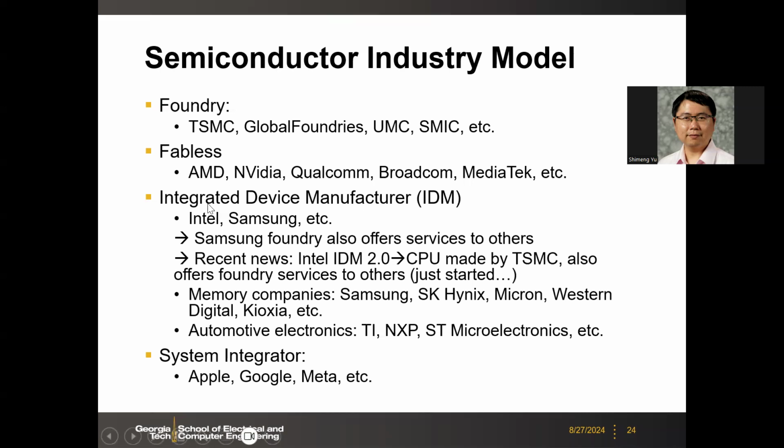And Samsung is also another IDM, because Samsung basically does everything. Samsung has a foundry, and actually it is the second largest foundry, followed by TSMC. Samsung foundry's market share is about 15 to 16%. But Samsung's major revenue comes from the memory business.